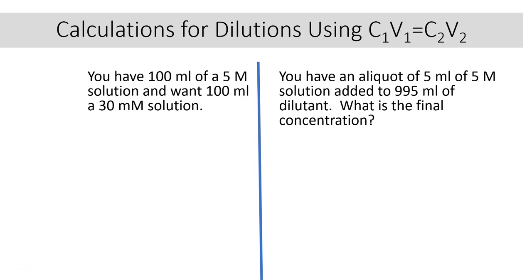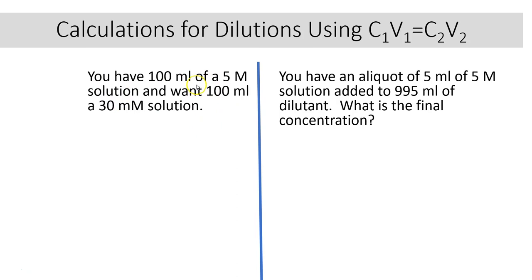Here are a couple of problems for you to try. Let's say that you have 100 ml of a 5 molar solution and you want 100 ml of a 30 millimolar solution. In that case, how would you do that and what would you get?